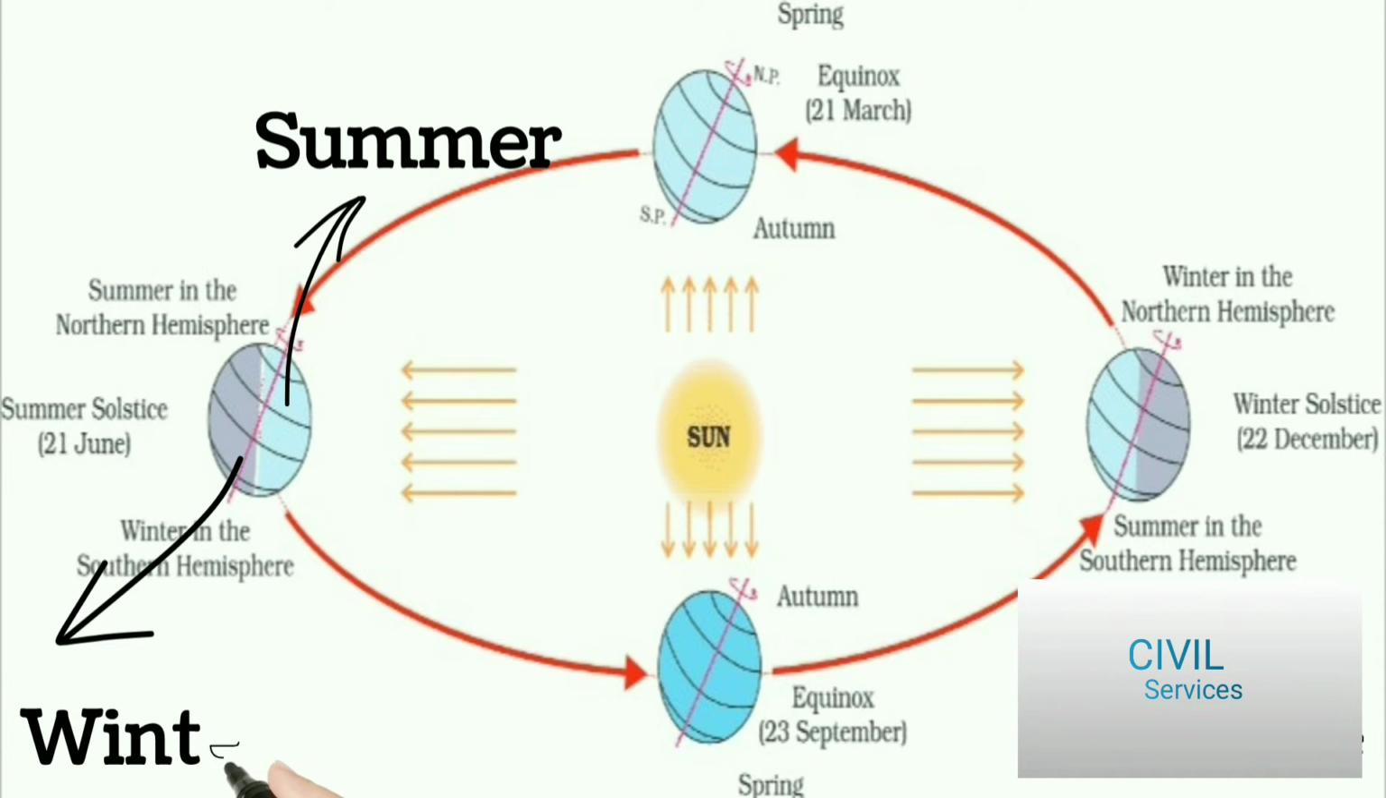During this summer solstice, in the northern hemisphere we see the longest day and shortest night, and in the meanwhile we see winter in the southern hemisphere, because the conditions that we experience in the northern hemisphere are completely reversed. So during this summer solstice in the northern hemisphere we experience winter in the southern hemisphere.